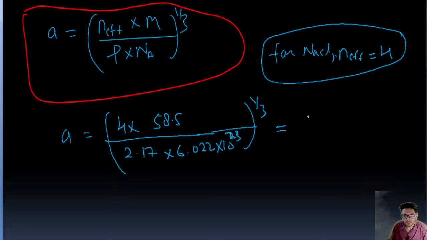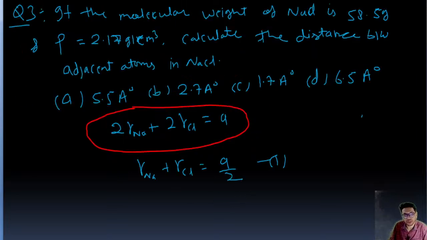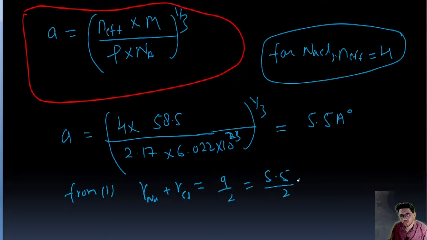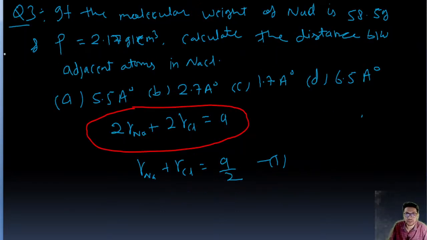Okay, so this value is coming 5.5 angstrom, guys. So from equation 1, R Na plus R Cl, distance between two adjacent atoms, is going to be A by 2, that is 5.5 upon 2 angstrom, and this value is 2.7 angstrom. So which option is matching, guys? 2.7 angstrom. Let me check. Option D is the correct option, guys. Okay, simple one. Next question, guys.